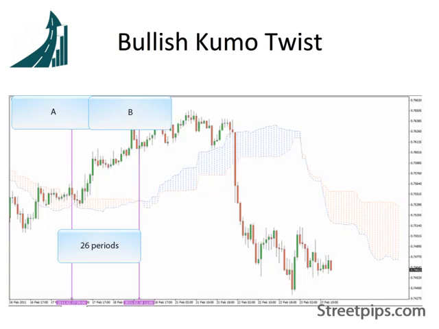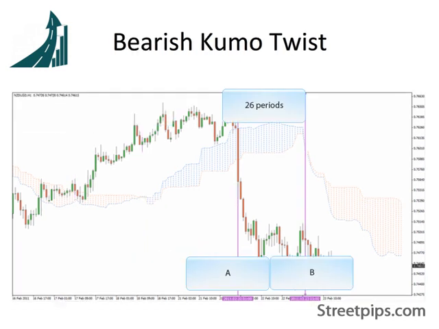Assume you are at period A, clouds are already forming 26 periods ahead, at period B. We notice something interesting. Senkou span A and B exchange positions, with span A climbing above span B. This is a bullish Kumo twist, as we observe a trend reversal, and the start of a bullish move from period A.